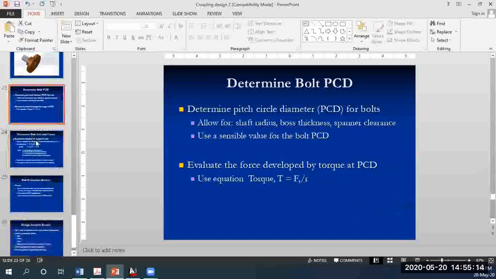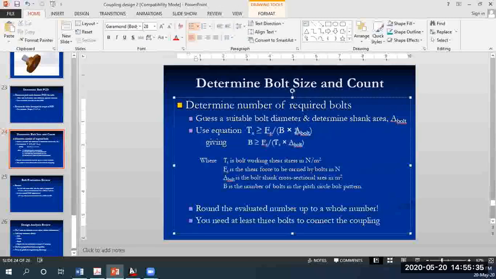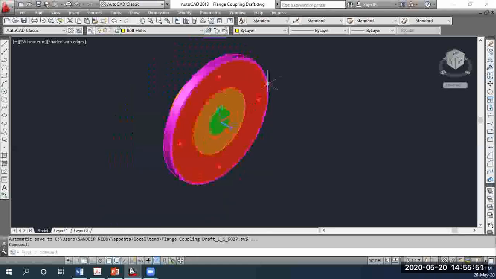So determine the bolt PCD, pitch circle diameter. Pitch circle diameter means from the center of the shaft, if you draw a circle, the circumference of the circle should pass through the centers of the bolts. That's what PCD means, right? Okay, and the analysis is very simple. Torque is given here, use the torque to find the area of the bolt. Use the area of the bolt to find the number of bolts. Okay, simple. And once you have all the parameters, then you will be able to do what I have done. Determine or start doing your drawings, okay? Right.